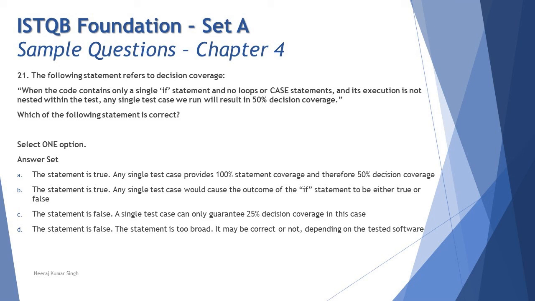Look at B. The statement is true. Any single test case would cause the outcome of the if statement to be either true or false, right? So that was what we were just discussing. So it seems to be the best option for us. But let's confirm with C and D. C starts with the statement is false. No, the statement is true. So I don't really have to look into the justification, which can sometimes confuse you and make you think over the other options again. So just be sure first whether your statement is true or not, and then pick the right justification. So we can very well exclude C and D both right from the first part, saying that the statement is false. So the right answer here is B.